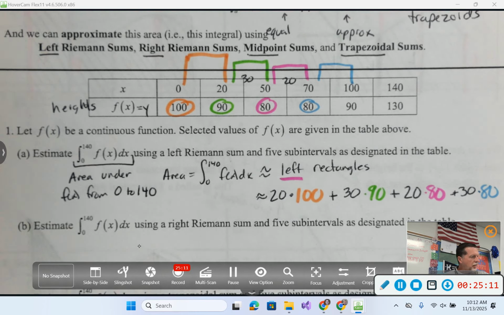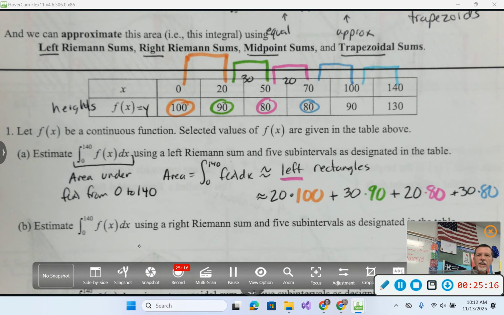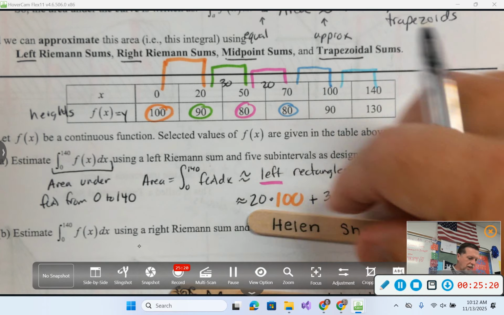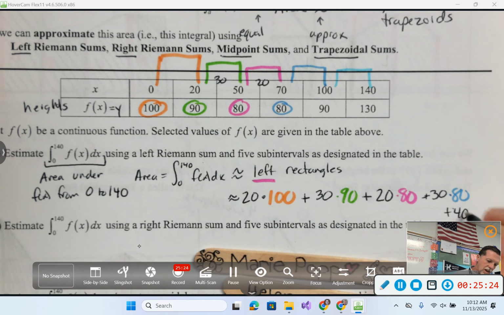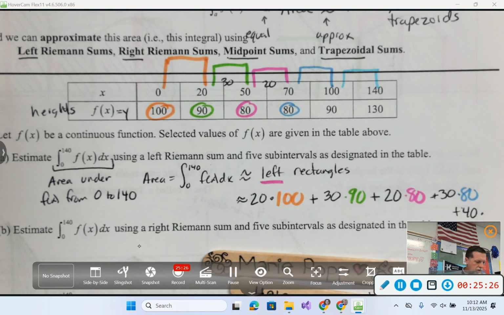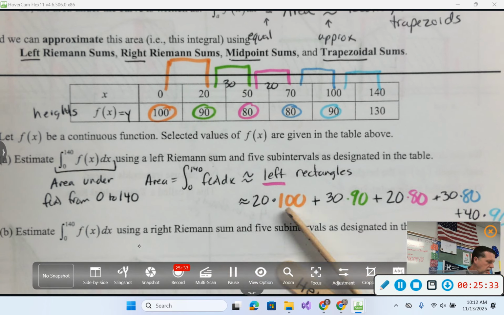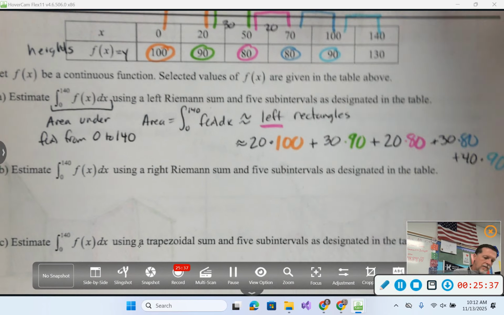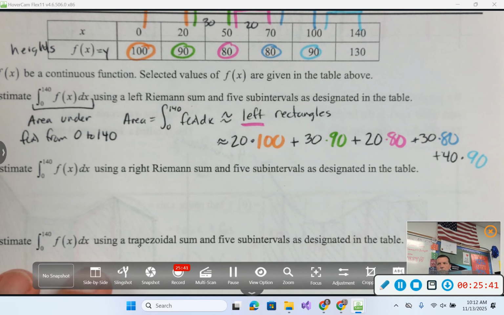I think I'm out of, oh no, one more. From 100 to 140. Marie, what's the base? 40. And Helen, what's the height we want to use? 90. And we love safe stops, so we're done, right? If the grader wants that number, he can grab a calculator and type it in.